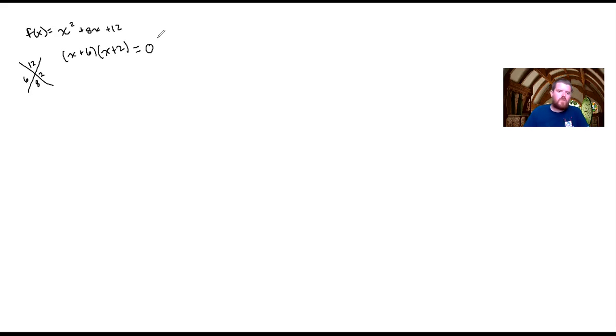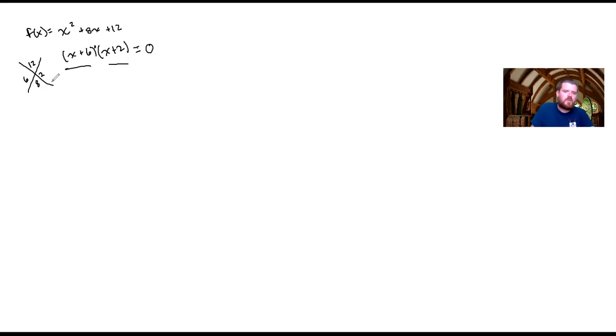Solving this, we need to know what numbers would make this 0, right? So what could I plug in here so that I get 0 equals 0, which would mean I would have a true statement? Because this is multiplication here between the two factors, if I can make this 0 or if I can make this 0, then the whole thing's 0.